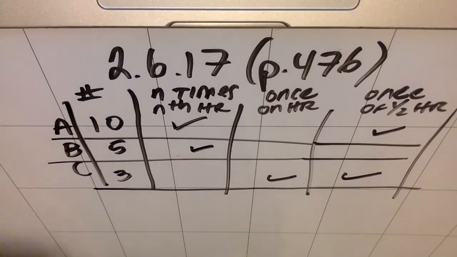All right, so we're gonna do a little more SAT prep. So this is 2.6.17, which is practice test 2, section 6, number 17. It is a grid-in question. So we are given an inventory of clocks and their frequency of chimes.